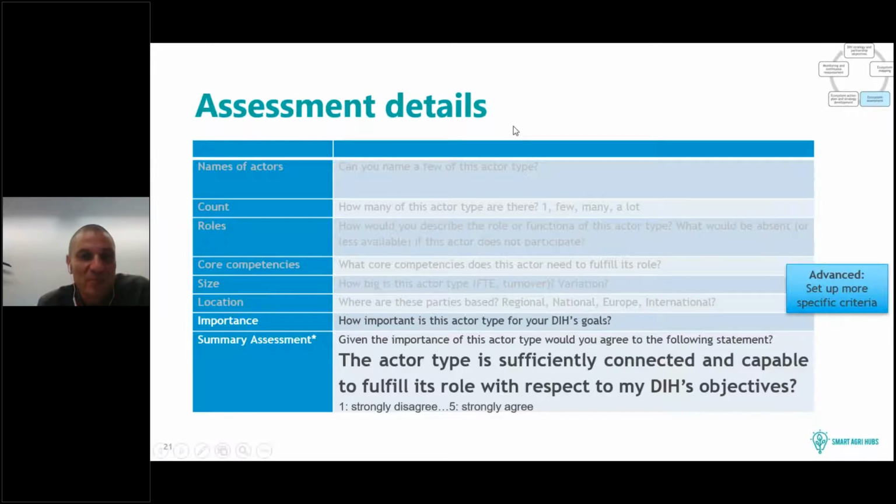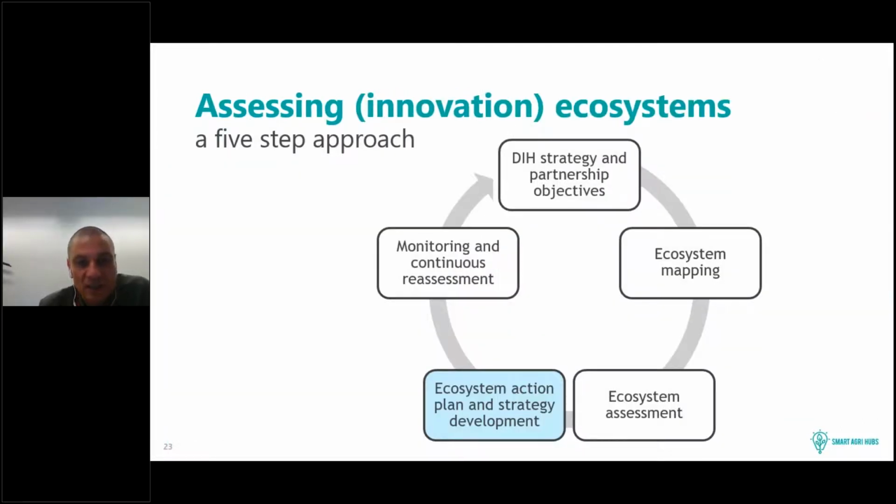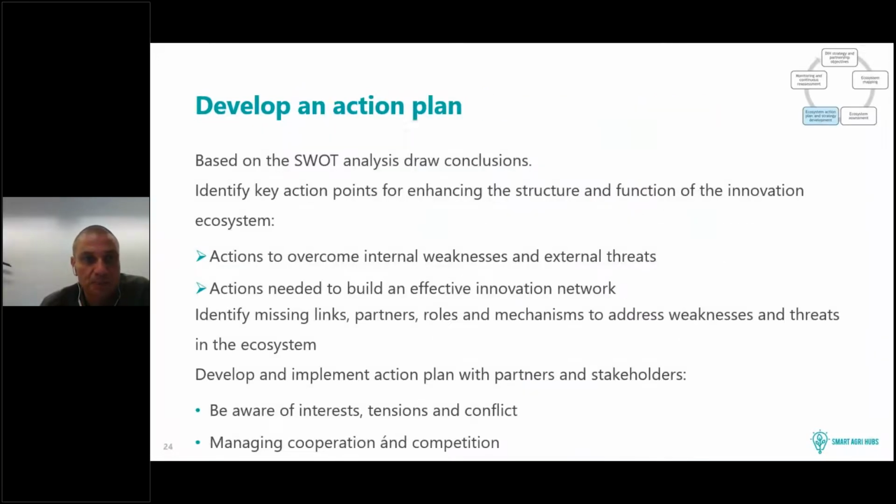Although we will discuss the example in more detail later. All right, this was indeed exercise 2. Then the next step in the circle would be to devise an action plan based on the assessment. Developing an action plan: based on the SWOT analysis, you can draw conclusions and try to identify key action points for enhancing the structure and functioning of the innovation ecosystem, actions to overcome internal weaknesses and external threats, and actions needed to build an effective innovation network. Try to identify missing links, partners, roles, and mechanisms to address weaknesses and threats in the ecosystem.